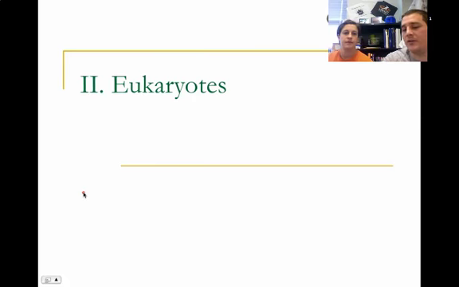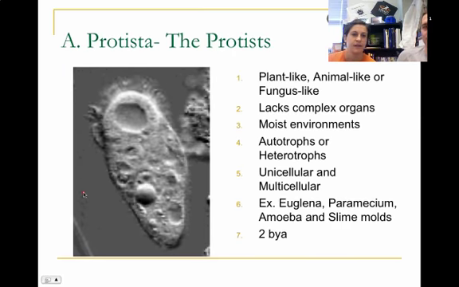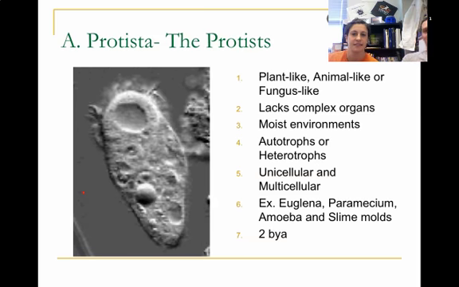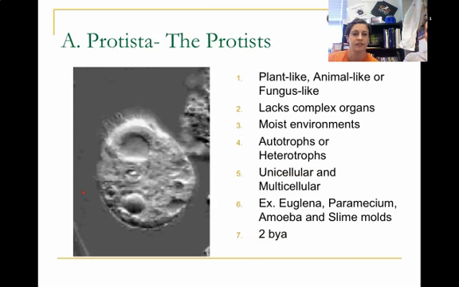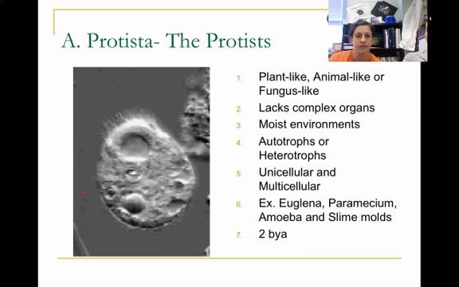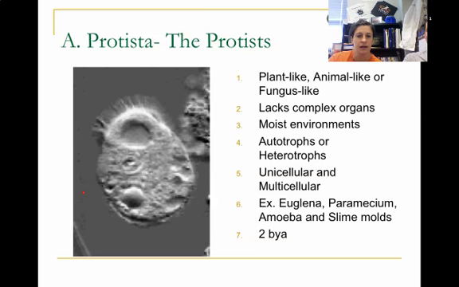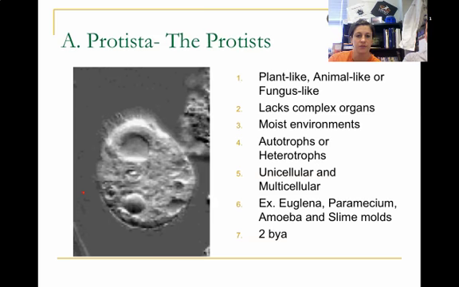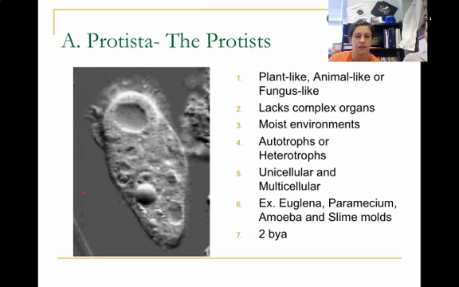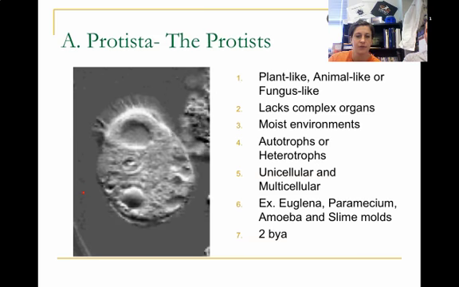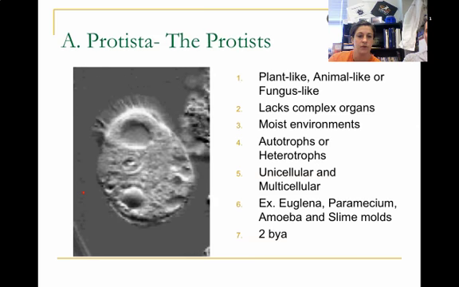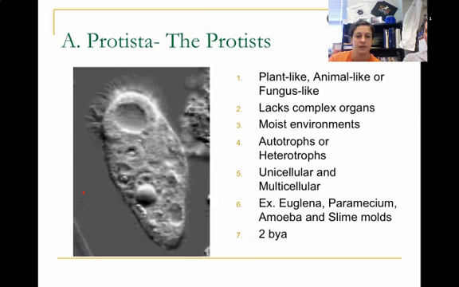Now on to the eukaryotes. All right, with the eukaryotes, we've got protista. These are protists. They are plant-like. They can also be animal-like or fungus-like. So they do lack complex organs. They do live in moist environments. They can be autotrophs or heterotrophs, so make their own food or consume others. Unicellular or multicellular. Now an example would be euglena, paramecium, amoeba, and even slime molds. The first fossils were found about 2 billion years ago.